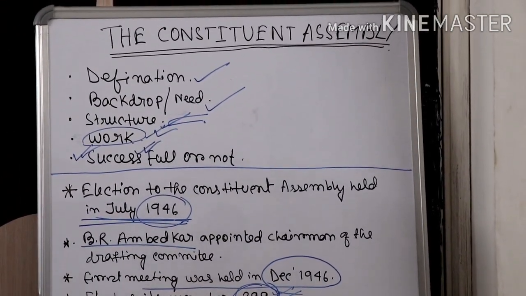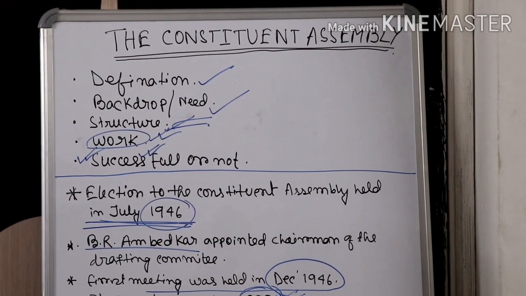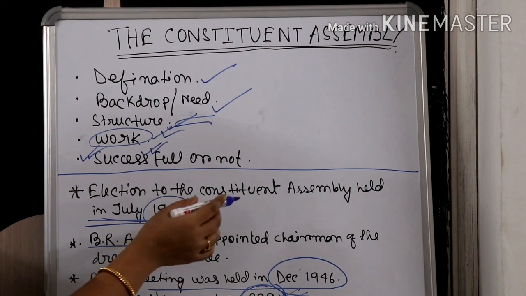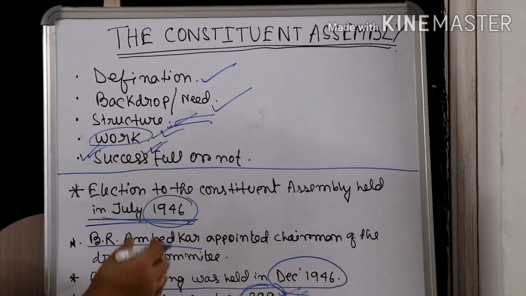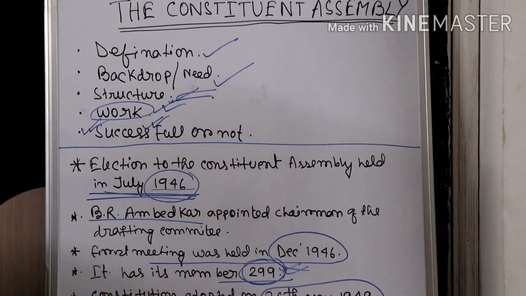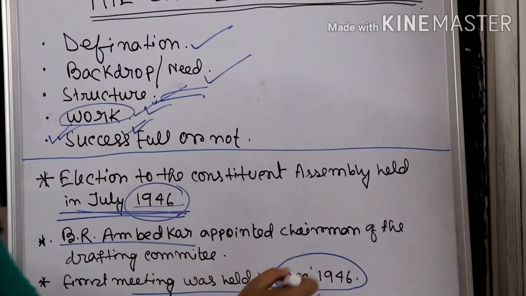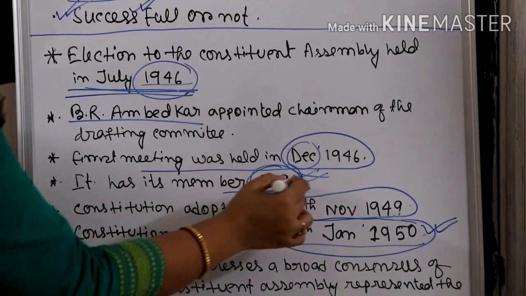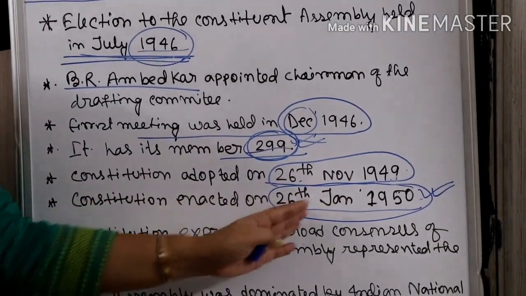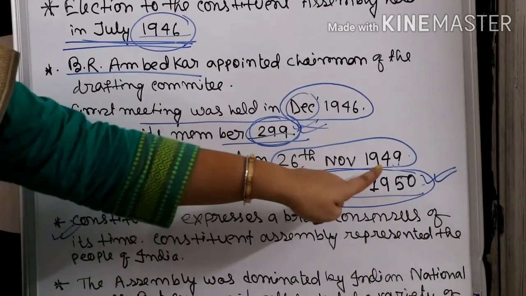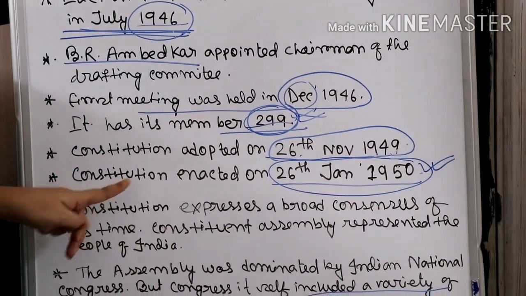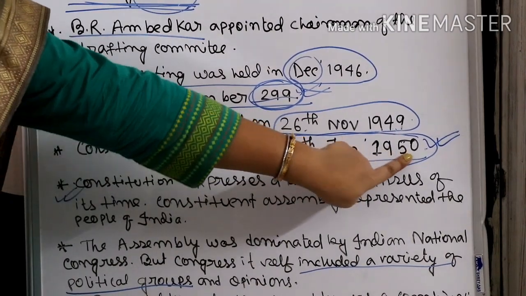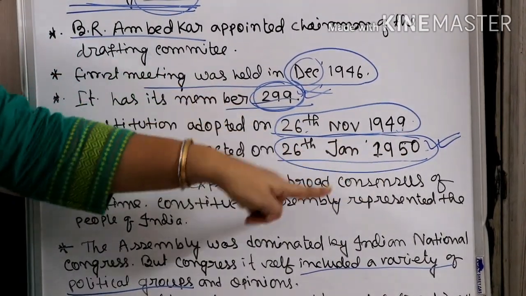Now, let's give a quick revision first. The election of the Constituent Assembly was held in 1946. The first meeting was held in December 1946. The number of members of the Constituent Assembly was 299. The Constitution was adopted on the 26th of November 1949. The Constitution was enacted on 26th of January 1950, the day that we celebrate as Republic Day.